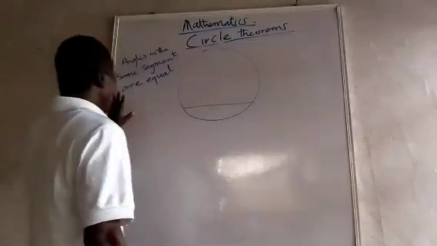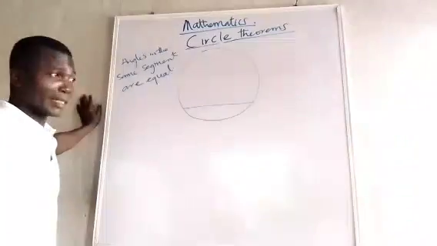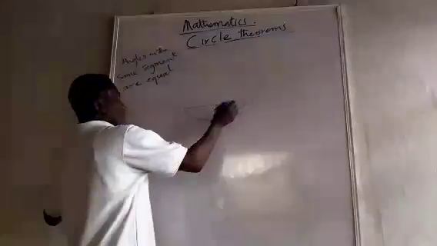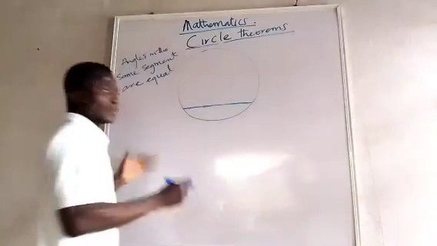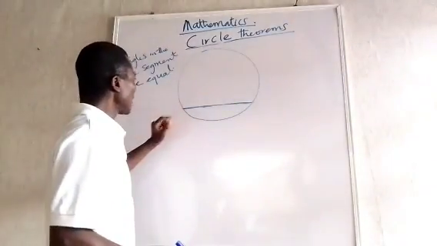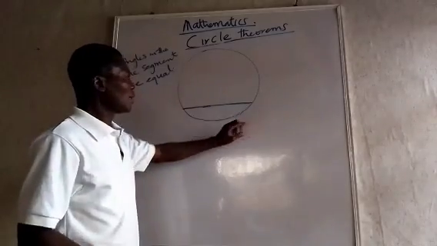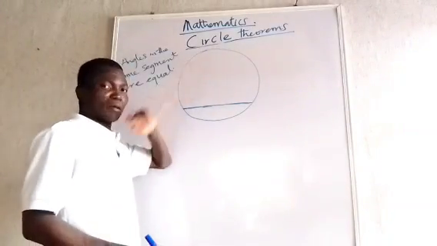Now let us look at another theorem. This says that angles in the same segment are equal. What does this mean? Look at this chord. It might be drawn, it might not be drawn. We talked about segment the other time. Now let us generate lines from the segments to the circumference.